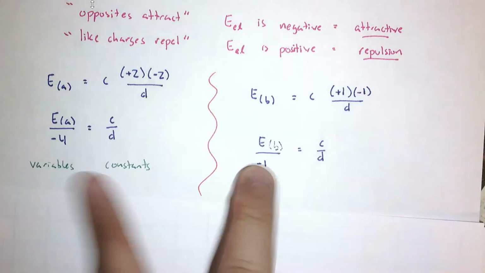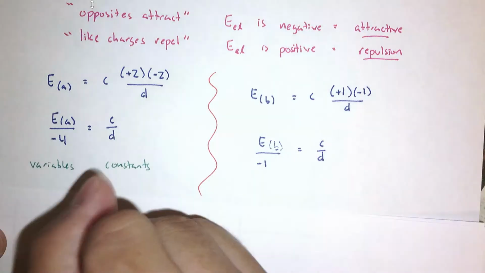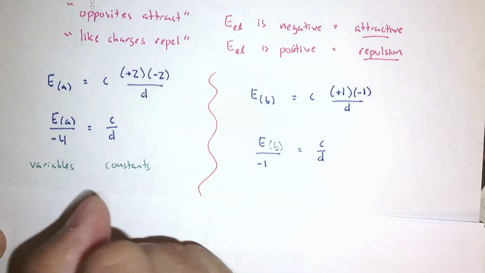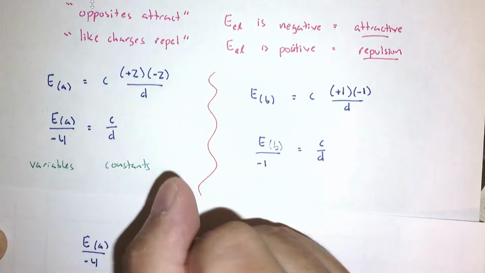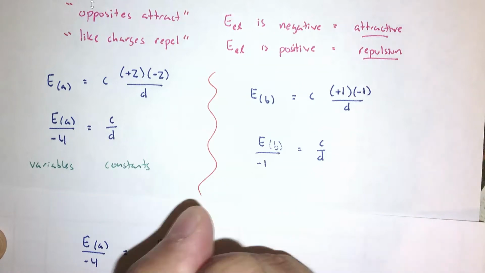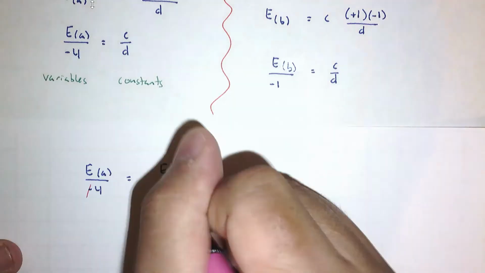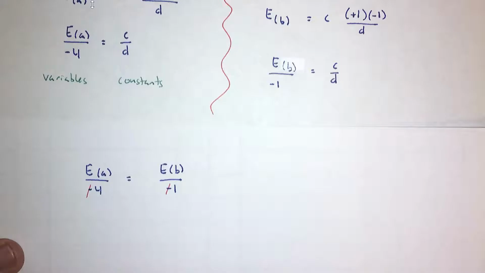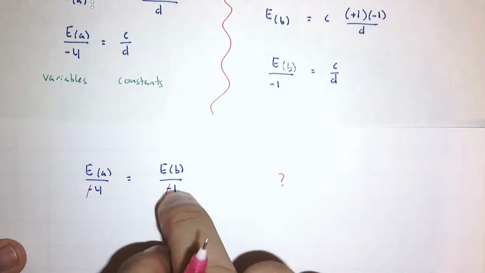Alright, so these two can be equal to each other. EA minus 4 equals EB minus 1. And both of them have a negative. We could get rid of that. Okay. And what are we looking for? We're looking for how much greater EA is over EB.